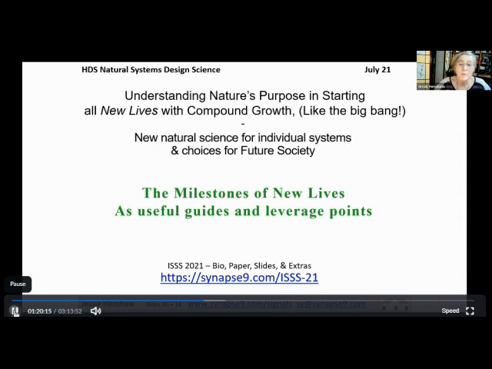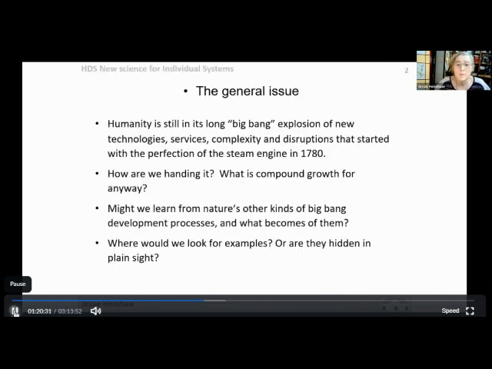To do that, we focus on the milestones of new lives, the sequence of changes in growth stage development as a useful guide and source of leverage points. The general issues are that humanity is still in its long Big Bang explosion of new technologies, services, complexity, and disruptions that started with the perfection of the steam engine in 1780. But how are we handling it?